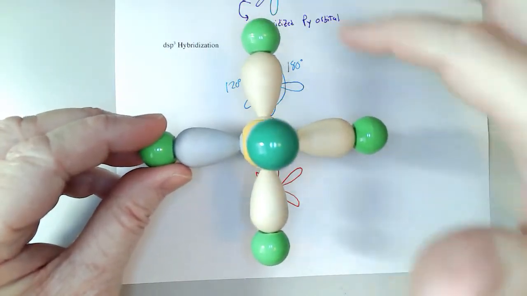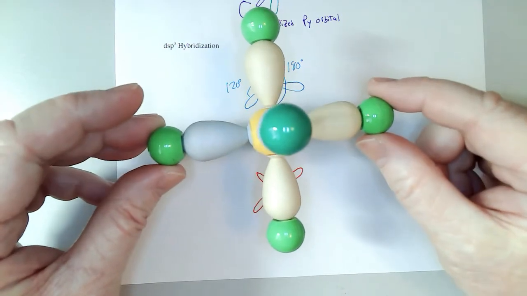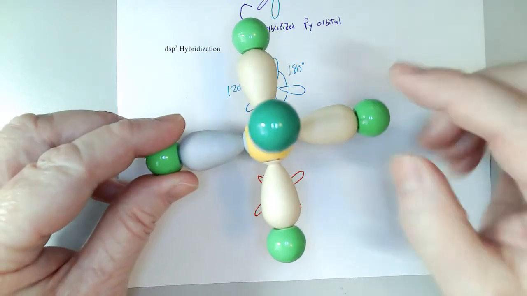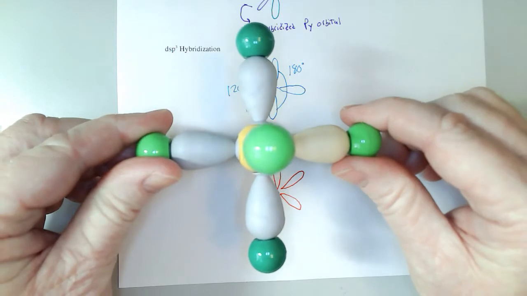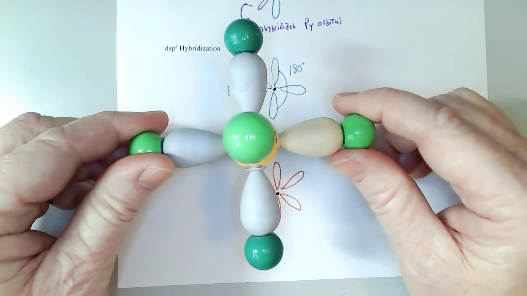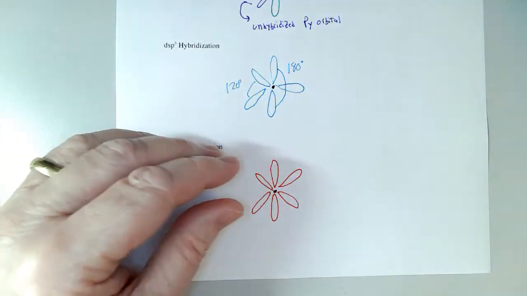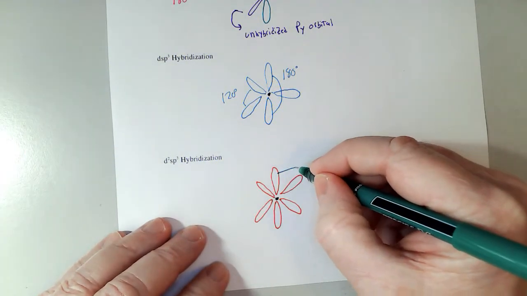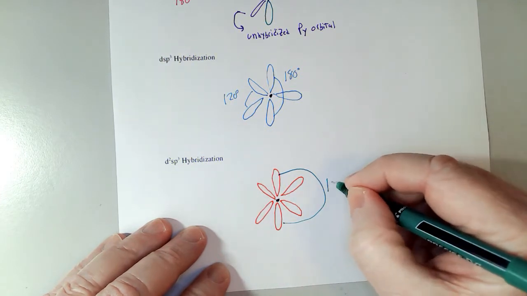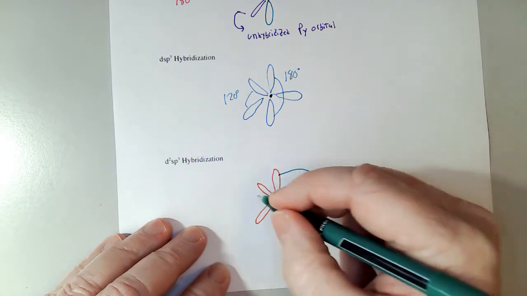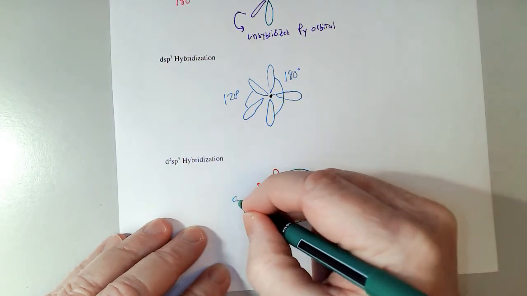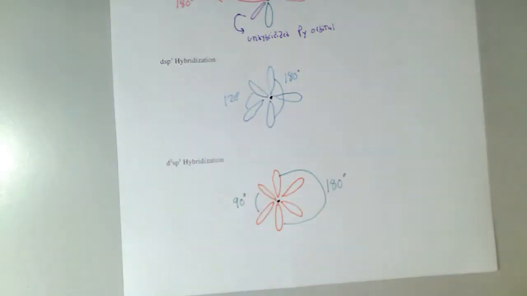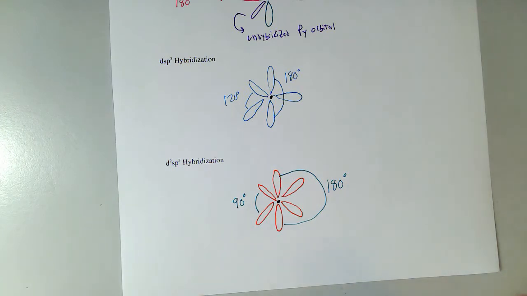Now, I did the 3 equatorial ones in light green, and I did the 2 axial ones in the dark green. So the angle between the 2 axial ones, okay, which is from there all the way out to there, is 180 degrees. But all these other angles are basically 90 degrees in every other possible orientation that I might come up with here. Okay?